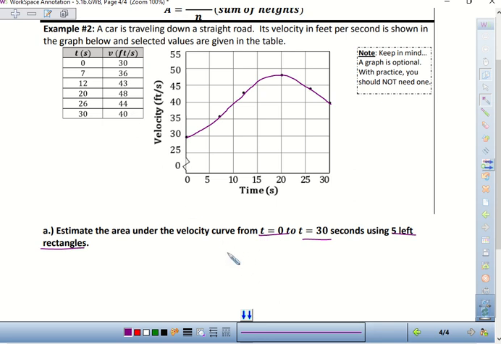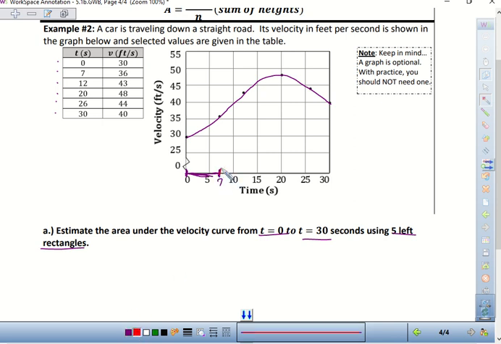If I'm dealing with 5 left rectangles, how many data points do I need? 6. 1, 2, 3, 4, 5, 6. Conveniently they gave me 6. So that's perfect. That's what we need. So we're dealing with left rectangles. When we draw this, it's always going to be the height of the left end of that interval. So our first interval is going to be from 0 to what? 7.